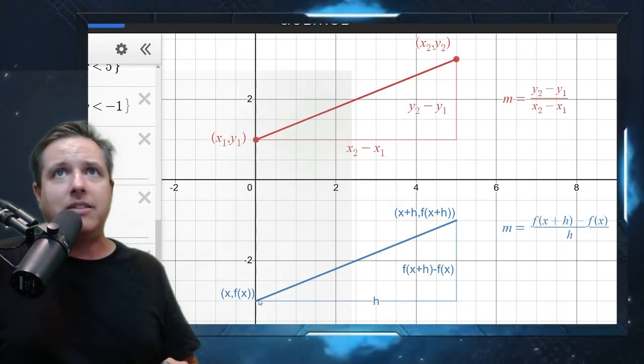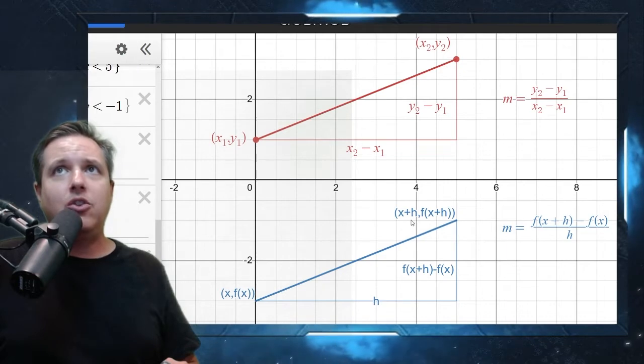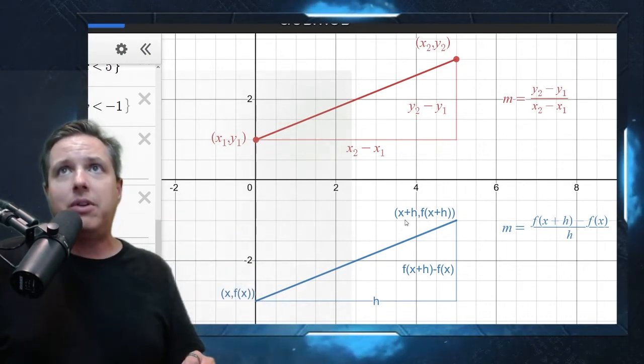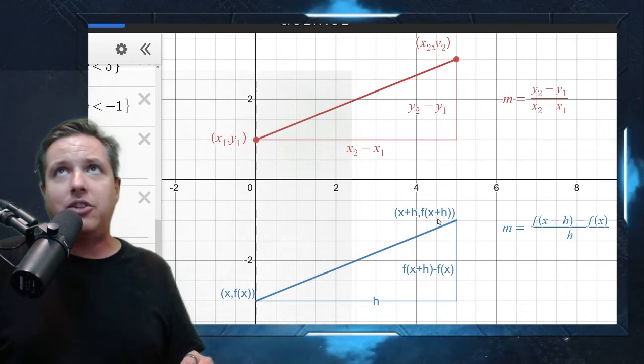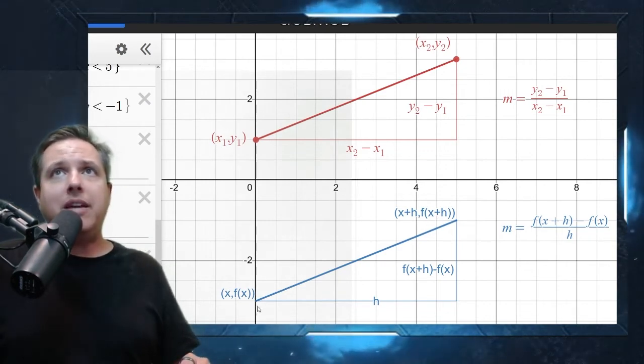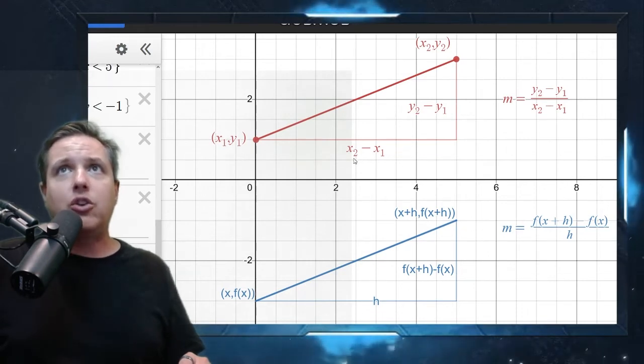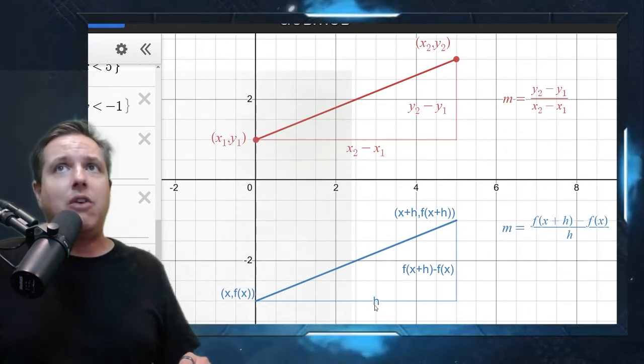The other thing we like to do here, instead of having an x1 and an x2, is base everything on a single x. So we take x and then we move h distance away from x. Here we have x, and then we move h units horizontally, and that puts us at x plus h. The y value corresponding to x plus h is f of x plus h. So the distance we covered horizontally is h.